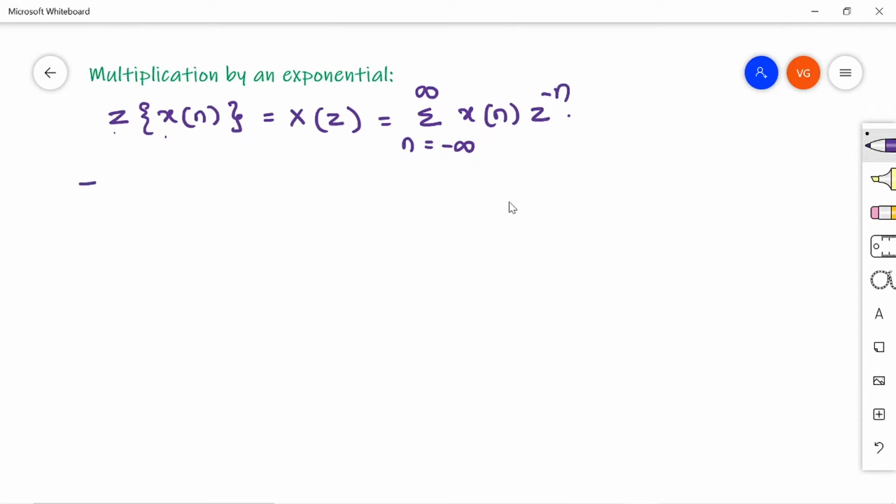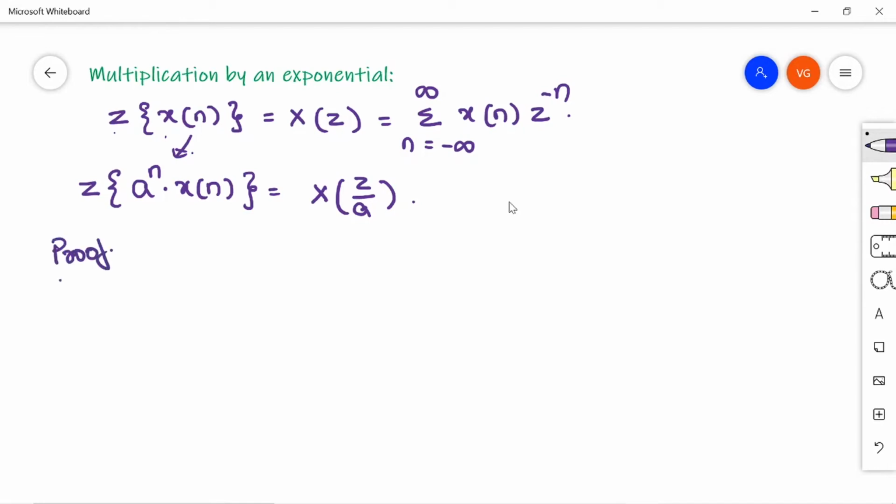Now the same signal x of n in the time domain, if you multiply by an exponential, that is a power n multiplied by x of n, then what happens to your z domain signal? The z domain signal will become X of z by a. Right? So now we'll see how it is done, the proof part.